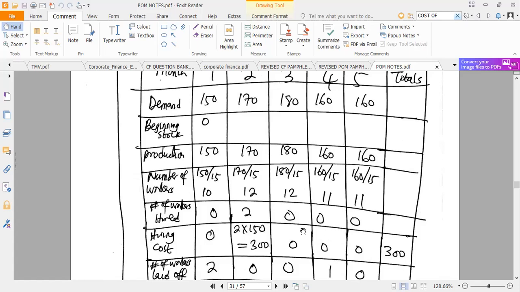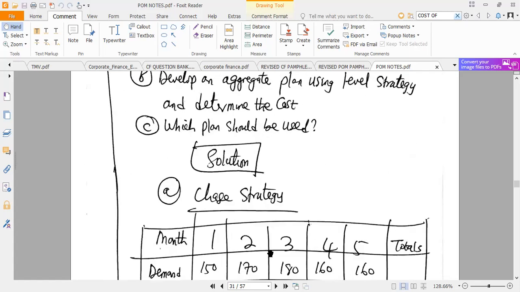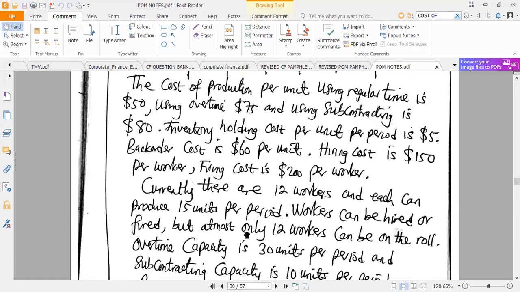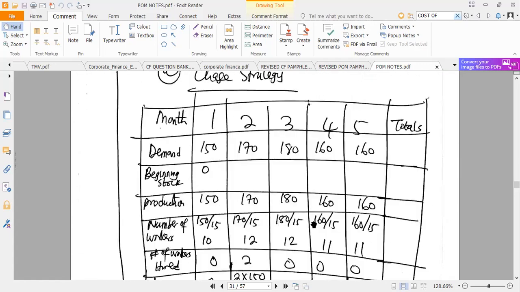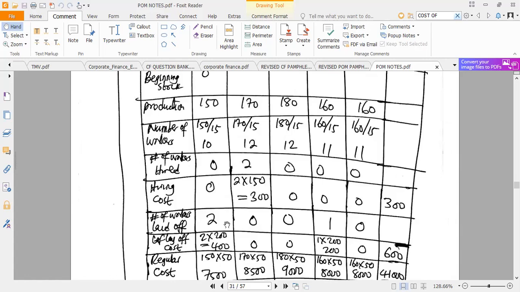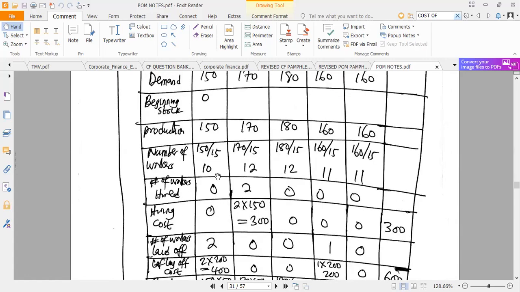All right, but we have to be clear here. The question says the current workforce is 12 workers. So you have 12 workers at the current workforce. Since we have 12 workers and 10 workers in month 1, we fired 2 workers, because the current workforce we had was 12, and the number of workers for now we have is 10.